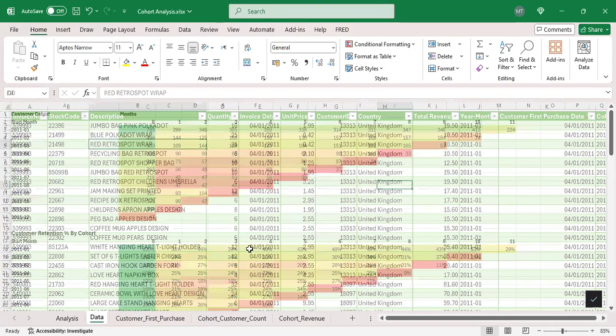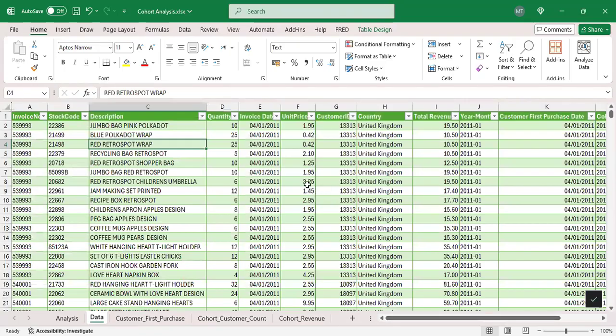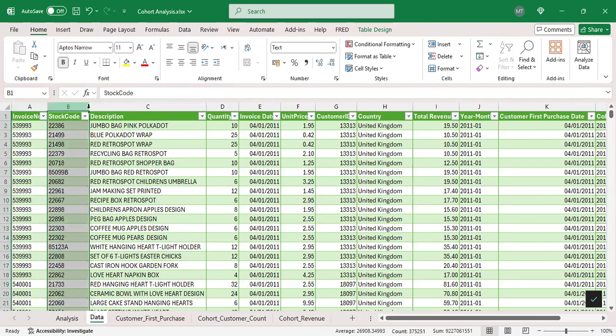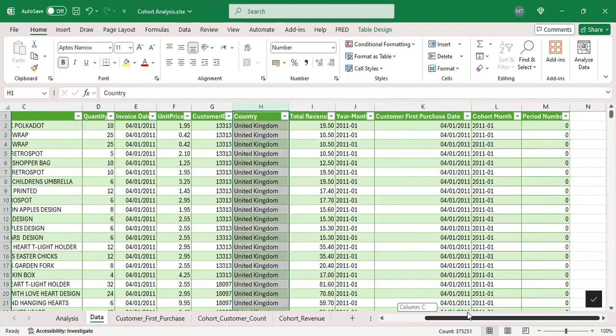So this is the dataset we have. We will be using this dataset to do cohort analysis. We have invoice number, store code, description, quantity, invoice date, unit price, customer ID, country, and some calculated columns. We have total revenue, which is the multiplication of quantity and unit price.